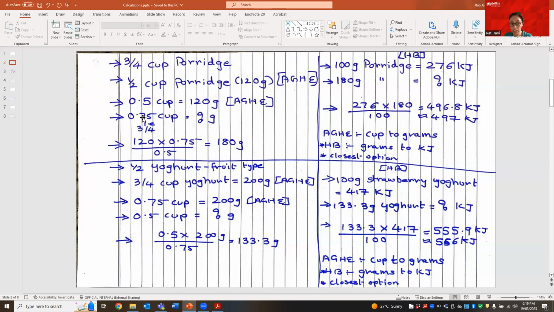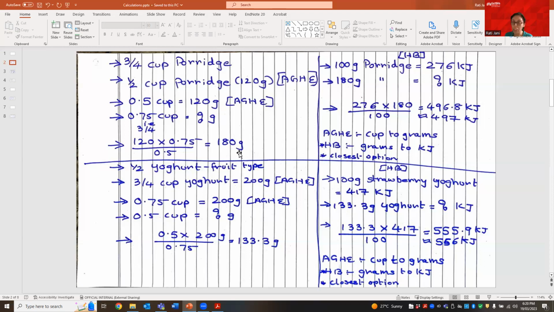So you have 0.75 into 120 divided by 0.5. How much is that? That is 180 grams. So your 3/4 cup of porridge is roughly 180 grams. Now do you understand how I came to this 180 grams? I had this half cup of porridge from the Australian Guide to Healthy Eating, which converted this half cup for me into grams, which is 120 grams. From this, I could extract the information: what does 3/4 cup of porridge look like? Now I have these 180 grams of porridge.